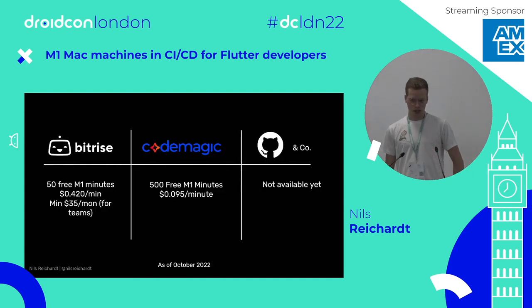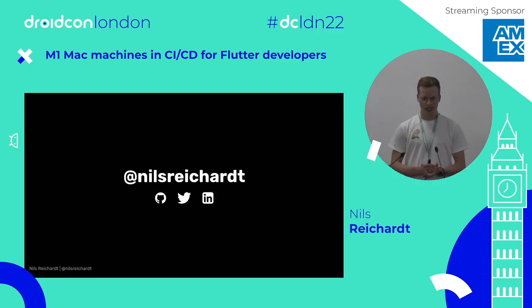There are some CI/CD providers offering M1 support, for example, Bitrise and also CodeMagic. GitHub actually is not offering it yet. CircleCI is, I think, planning it for the end of the year. So yeah, just try it out with CodeMagic or Bitrise, I don't know. And yeah, that's it. I hope you liked it.